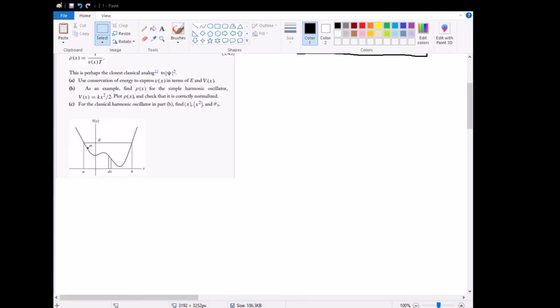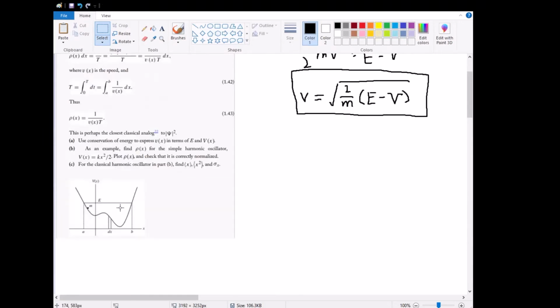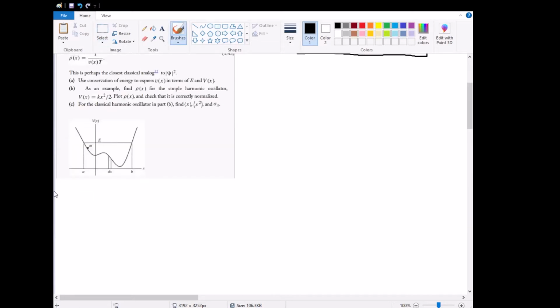Part C is a relatively trivial part of this problem. Granted, mathematically it can be a little bit complicated to do, but physics-wise this is very simple because it is literally a plug and chug. So for part C, we want to find, for the classical oscillator mentioned in part B, the expectation values of x, x squared, and the resulting standard deviation.